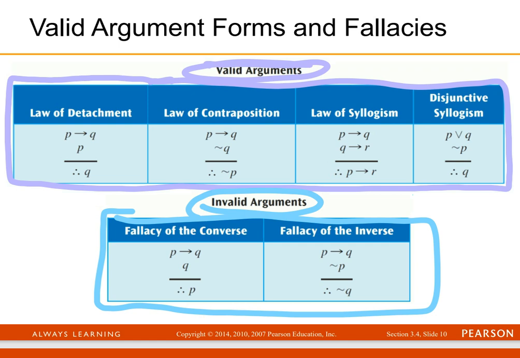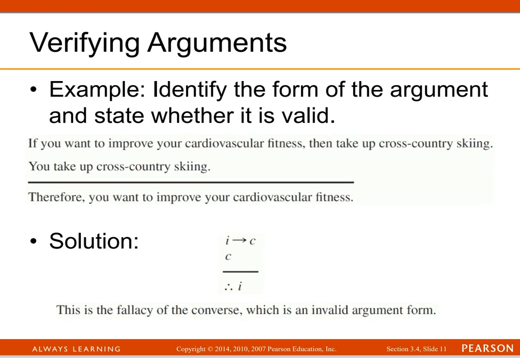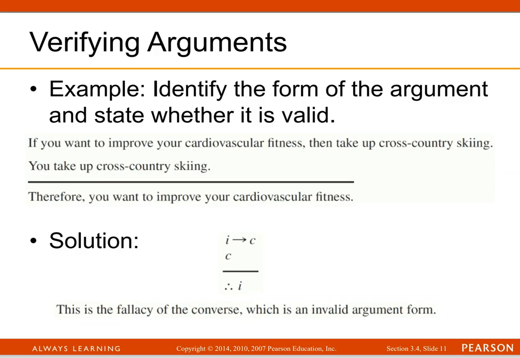And again, you'll have this on the test, so you just have to be able to match. You're going to utilize your matching skills. Now, on this one, it asks me to identify the form of the argument and state whether it is valid. If you want to improve your cardiovascular fitness, then take up cross country. So they used I for improve and C for cross country, and it's an if then, so they're connecting the two with an arrow.